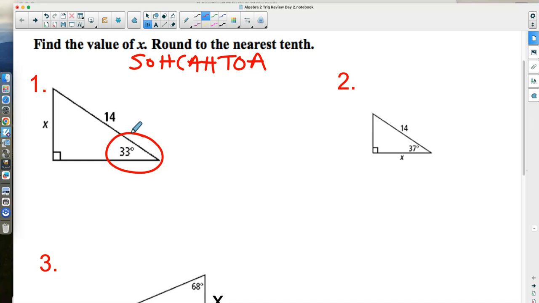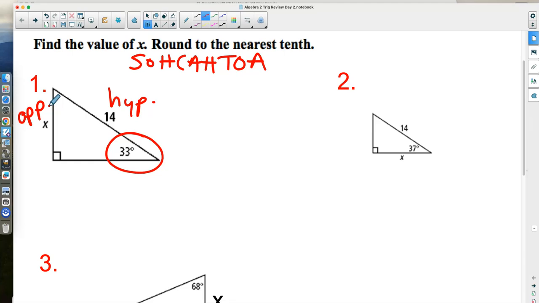Now what I have to do is remember my sides of opposite, adjacent, and hypotenuse. Which label should I give the 14? That's the hypotenuse. Which label should I give the x? Look at where it is. Opposite, across from. Remember, as far away as you can get from that 33-degree angle, that's the opposite. Now also notice I'm not labeling adjacent because it doesn't have any numbers, so it's not going to help me.